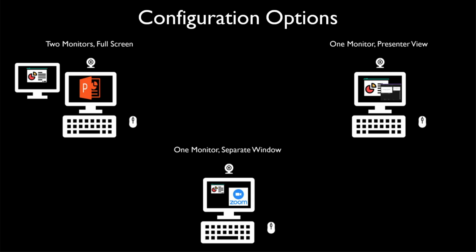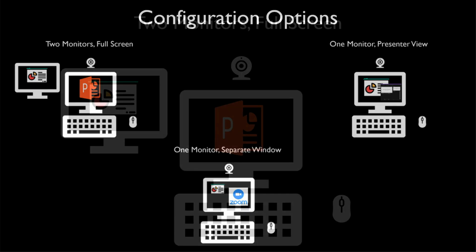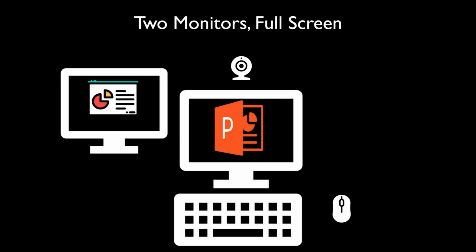Okay, so let's look at the three major setup options that you could conceive. And I'm going to use your 5-minute presentation as a context for what we're going to create here. One option is that you have 2 monitors and you're going to present full screen. There's an option that you have 1 monitor and you're on a separate window. You're going to share in a separate window. And then there's a third option that I'm going to call 1 monitor, but using the presenter view. So there's the setup. By the way, that's my setup right now.